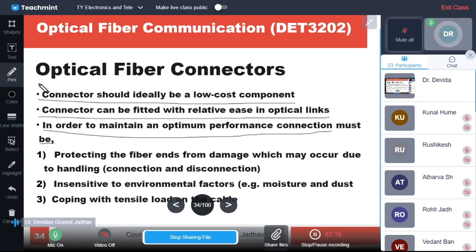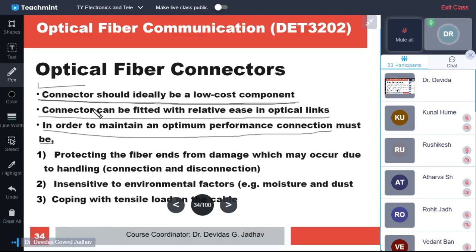So what are the expected requirements from the connector? The connector should ideally be a low cost component, because cost effectiveness matters for all components in the optical fiber communication system, or any system in general. The cost of the overall system is affected by the cost of each and every component. So cost effectiveness of the overall system can be achieved by cost effectiveness of every component in the system.